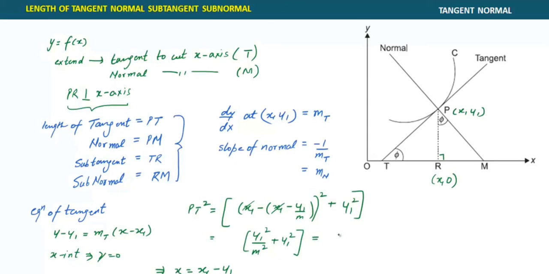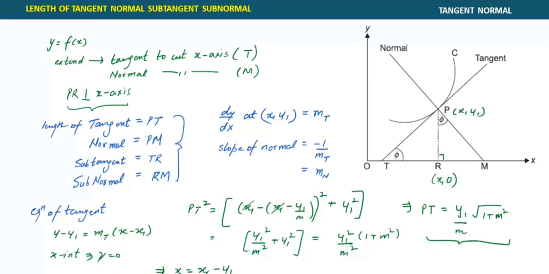And if you simplify, the y1 square can be taken common, and you will be left with 1 plus m square by m square. So if I simplify this particular quantity, the PT distance will become y1 by m under root 1 plus m square. So this is how you calculate length of tangent. Though we prescribe that you should remember this formula also.